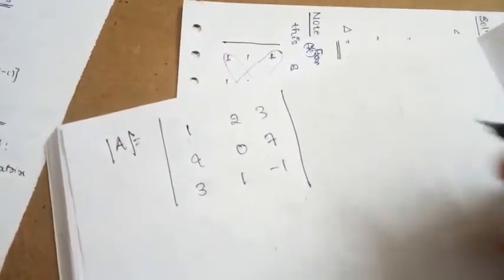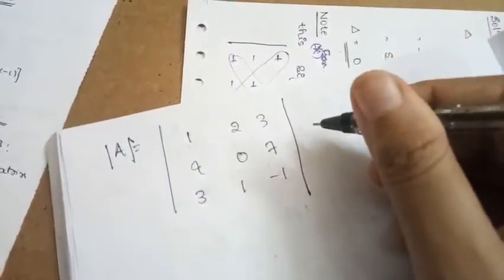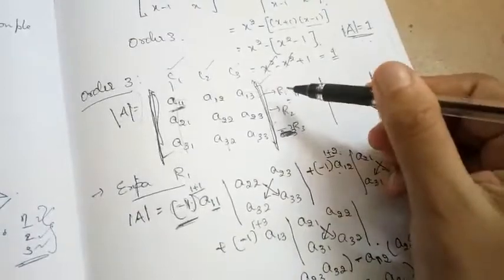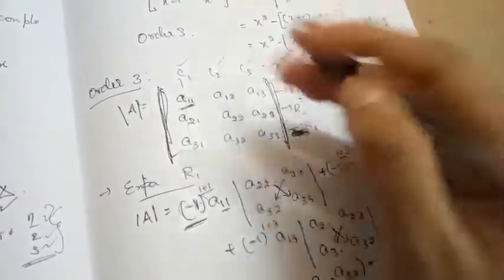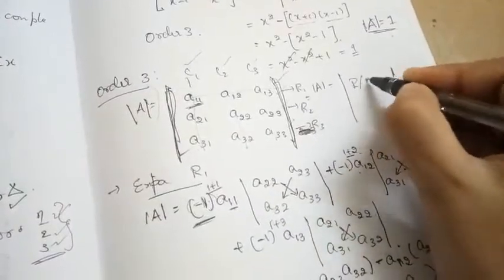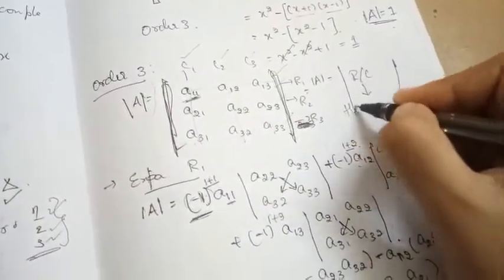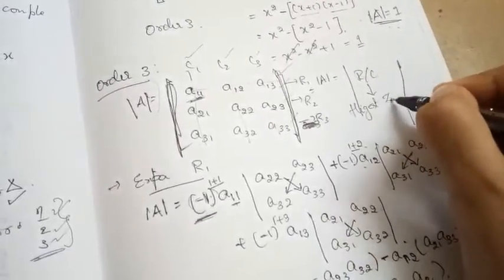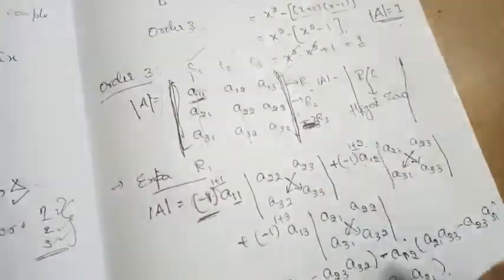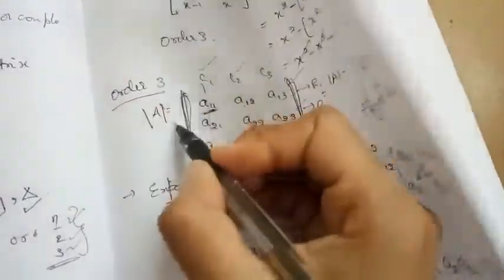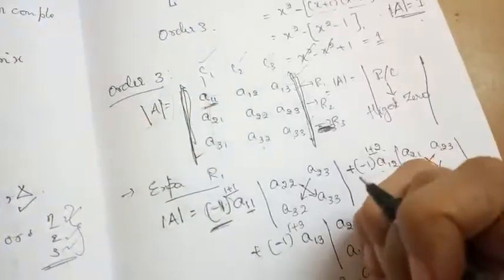So first thing, I am asking you which row or which column you are going to choose. The major thing in choosing the row or column to expand this matrix of order 3 is to pick the row or column which contains the most zeros. If I choose such a row or column, our computation level decreases and we will easily get the value of the determinant.